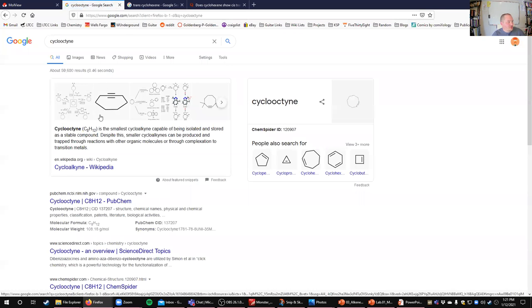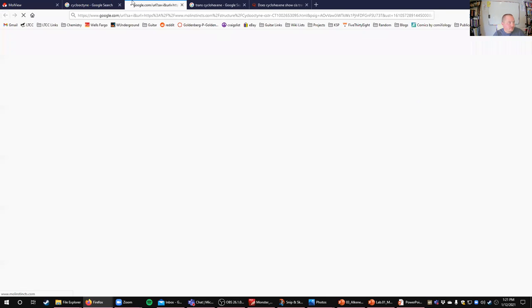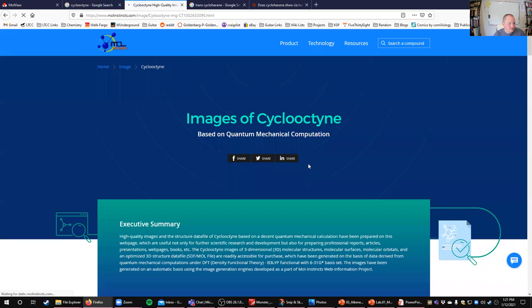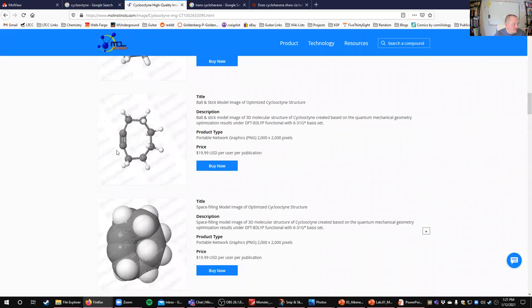So the triple bond should be linear, but when you look at the actual 3D shape of it, you wind up with something that's bent a little bit outside of that linear structure because it's forced to be sort of twisted into that ring structure.